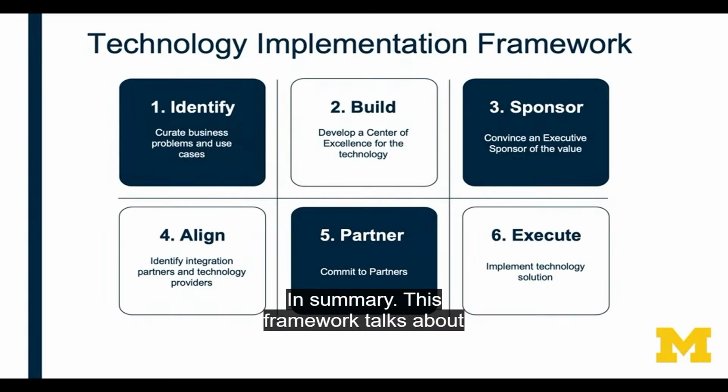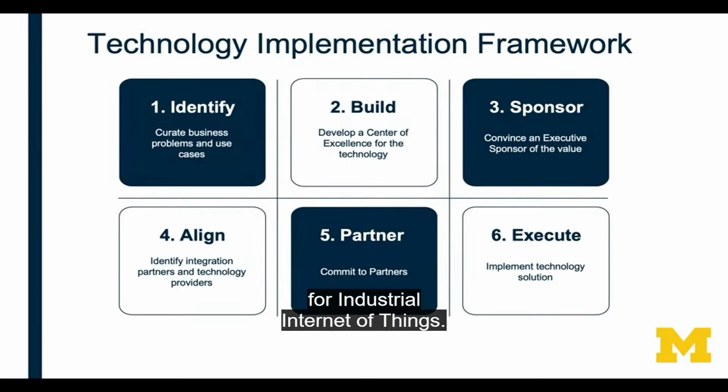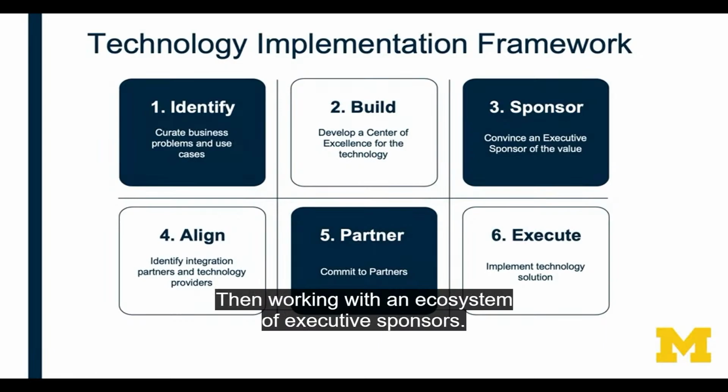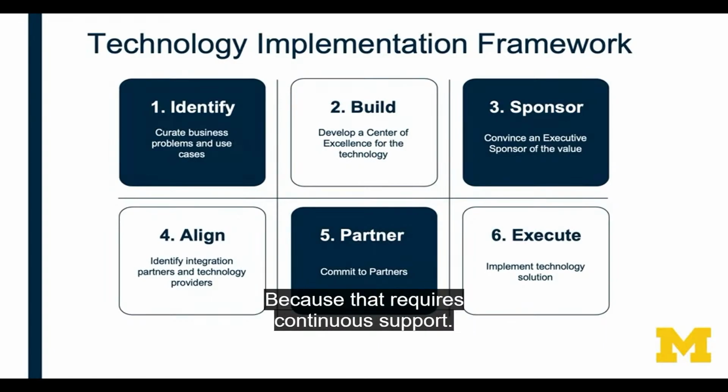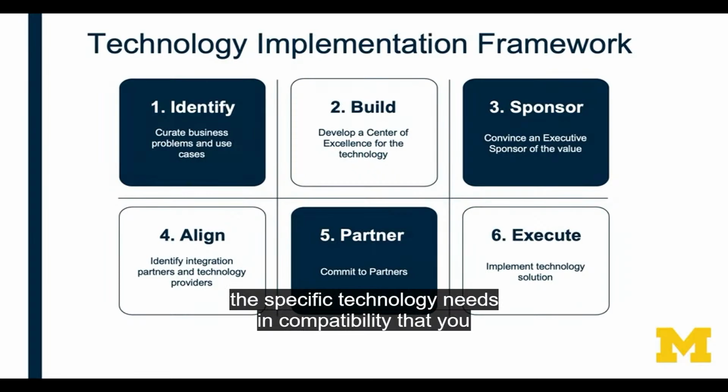In summary, this framework talks about the 6 steps: identification of the problem area that you want to solve, building a set of capabilities, maybe through a center of excellence for industrial Internet of Things, and then working with an ecosystem of executive sponsors. You need to get an executive sponsor for each project to make sure that particular project is successful, because that requires continuous support and air cover from the management for these projects to take off.